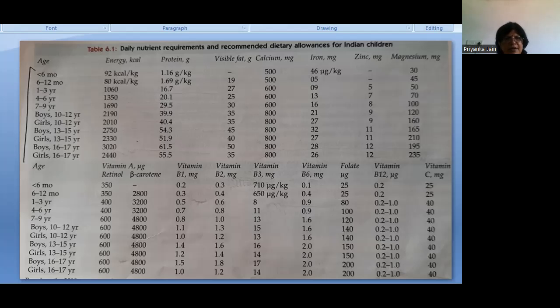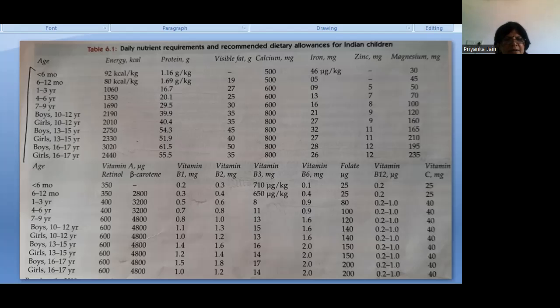Now 7 to 9 years: 600 vitamin A is required and vitamin B1 is 0.8 mg and 1 mg is vitamin B2, and B3 is 15 and B6 is 1.6 mg. Folate is 140 microgram. B12 the same, 0.2 to 1 microgram, and vitamin C requirement is the same, 40, up to the 17-year-old.